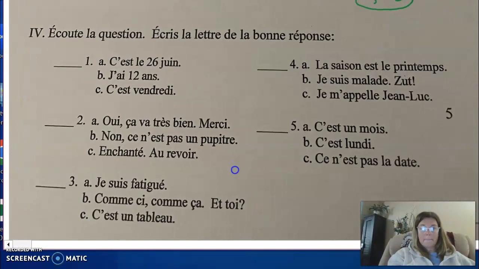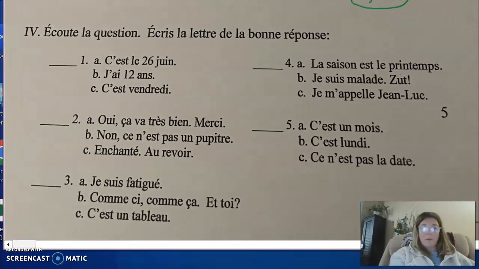Last part. I'm going to ask you a question, and you are going to circle or write down one of these answers. Here is number 1. Number 1, write down A, B, or C. Answer the question. Quelle est la date de ton anniversaire? Number 2, which one of these makes the most sense?